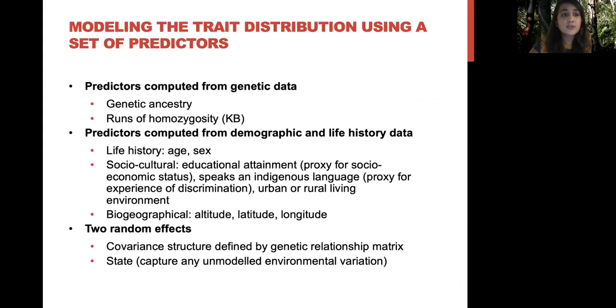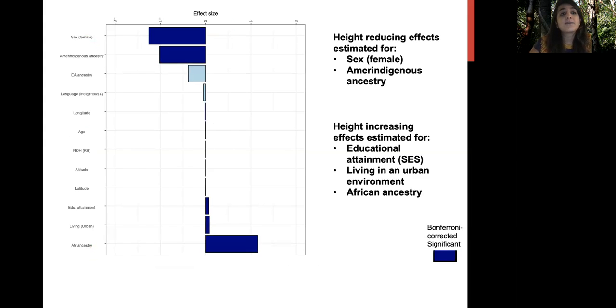We further model true random effects to capture the covariance structure defined by the relatedness in the data, and to capture any unmodeled environmental variables that may vary from state to state. We'd like to understand which of these predictors are important for variation in height, and would like to estimate an effect size for each of these predictors on height. We run this analysis as a linear mixed model, and we observe the following: that amerindigenous ancestry has a height reducing effect, while higher education attainment, living in an urban environment, and African ancestry have a height increasing effect.